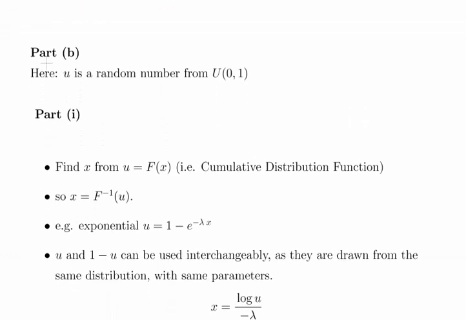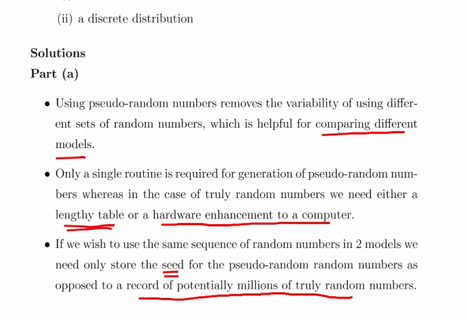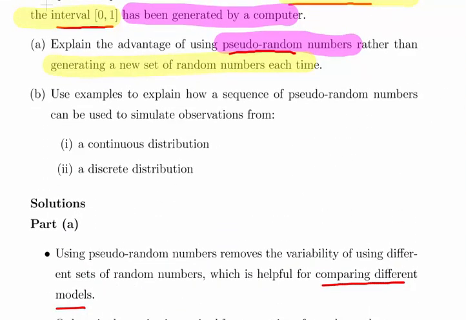So that's it. Now, the second question is, let me scroll back up. Use examples to explain how a sequence of pseudo-random numbers can be used to generate simulated observations from a continuous distribution and a discrete distribution.